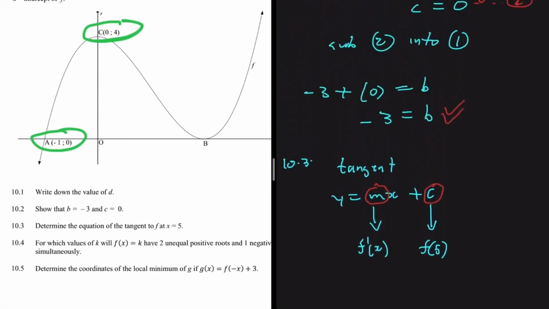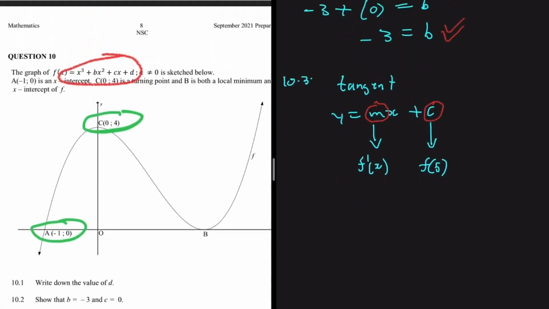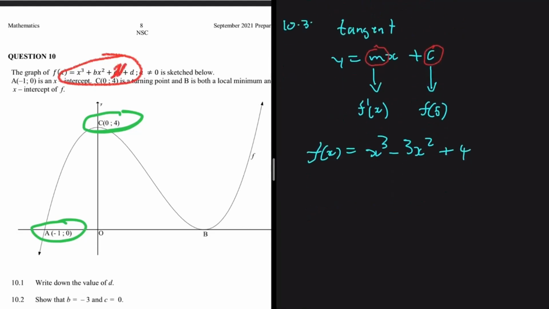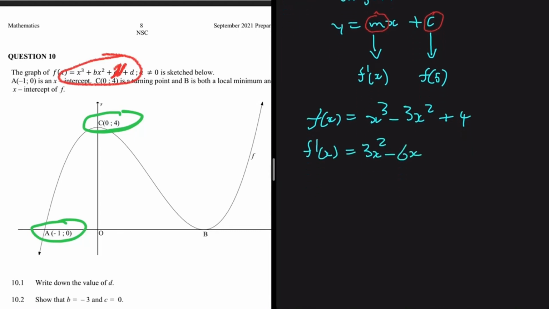So f prime of x, we have already differentiated, right? But then we can do it again. We know that now our equation f of x will be equal to x cubed, and then we know that b is minus 3. So we have minus 3x squared, and then c is 0. So this part falls away, and then plus d, which is 4. So if we differentiate this, we're going to get f prime of x is equal to 3x squared minus 6x, and then plus 4 falls away with differentiating. So now we have the equation for the gradient.